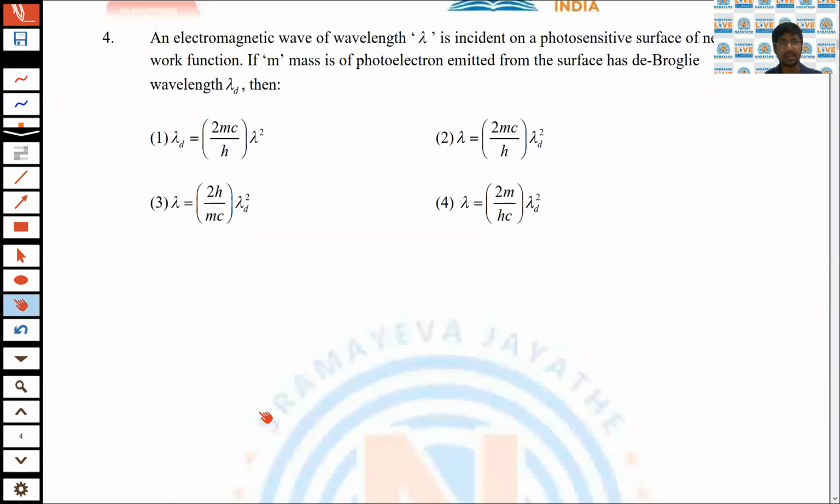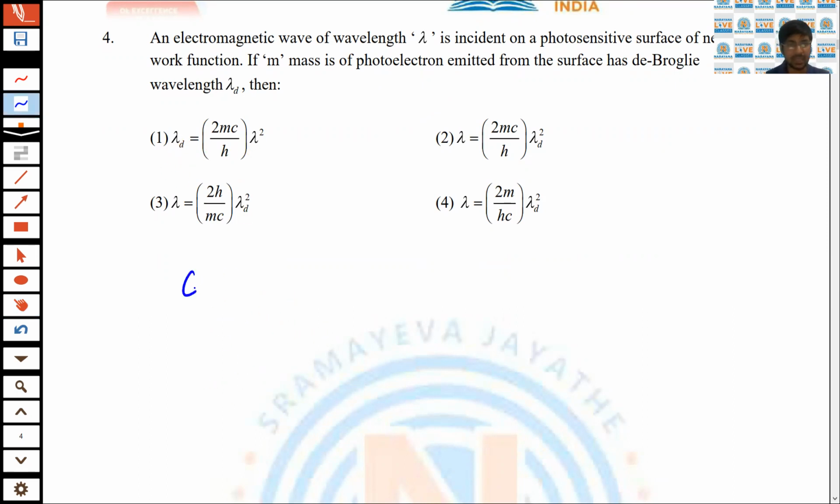An electromagnetic wave of wavelength lambda is incident on a photosensitive surface of negligible work function. All right, so the work function is negligible, which means that all the energy of the photon is converted into the kinetic energy of the electron. And the photoelectron emitted from the surface has de Broglie wavelength lambda d. Then you have to find the relation between lambda d and lambda.